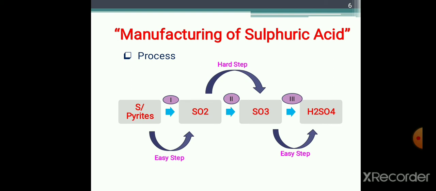So the first step, conversion of sulfur to sulfur dioxide, and the third step, SO3 to H2SO4, are very easy steps. But the second step, conversion of sulfur dioxide to sulfur trioxide, is a very hard step. Now we will see in detail about this sulfuric acid manufacturing process.